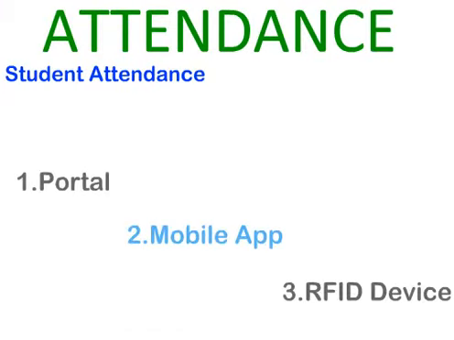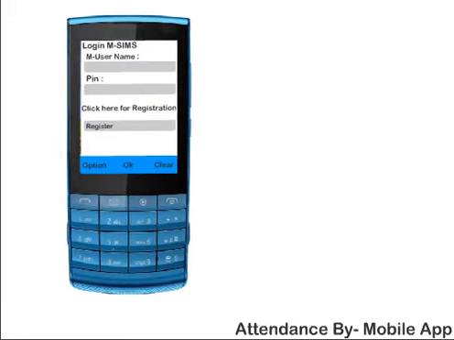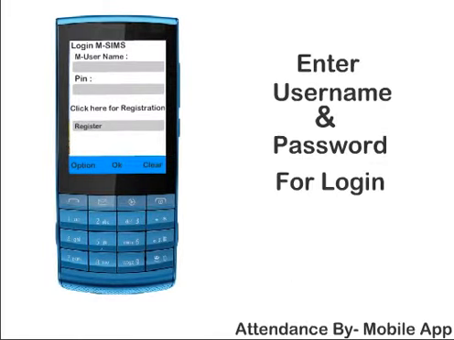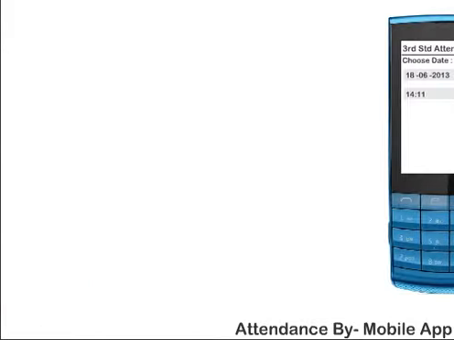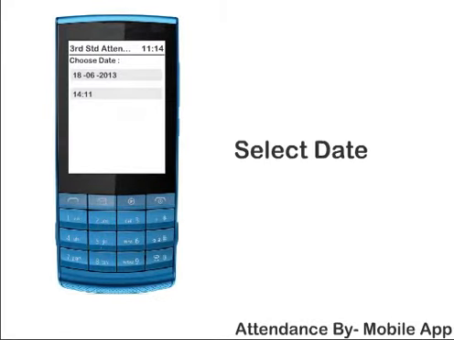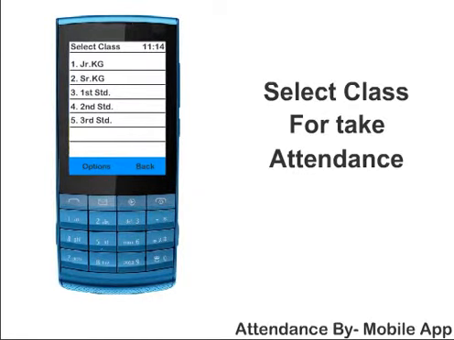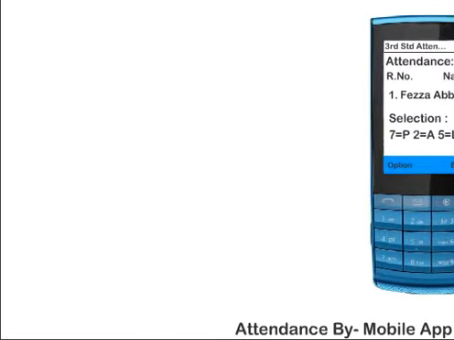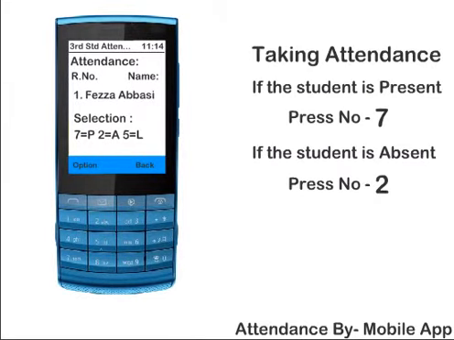Now, let's take a look at capturing attendance using mobile apps. The teacher logs in to the mobile using the provided mobile username and password. After selecting the date, class, period, and subject details from the list provided, the teacher is now ready to mark attendance. The phone shows students one by one as per roll number.